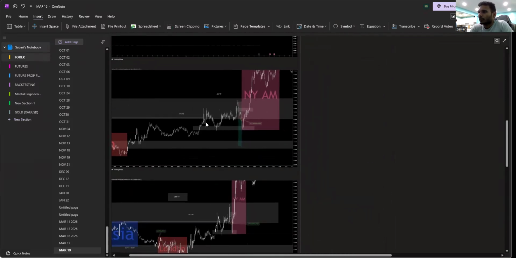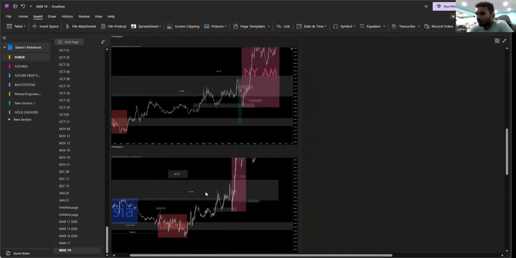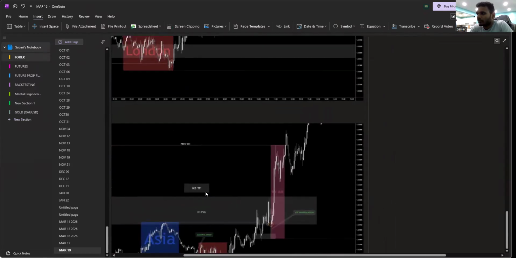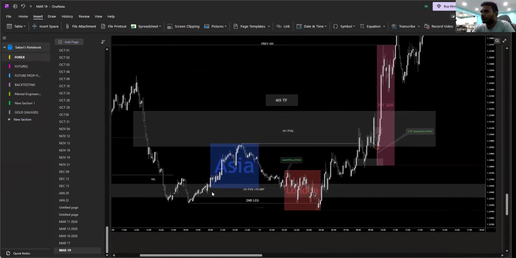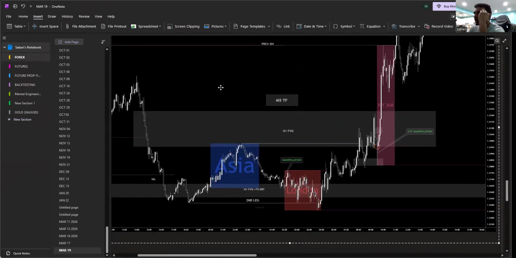So I can explain it in 5 minutes. Yeah, this is 5 minutes. You can clearly see price drop all the way down, rebalance that H1 fair value gap, drops down, grab this liquidity, give the change of character delivery, pull back, tap the breaker, sorry, tap the fair value gap, trade all the way up.